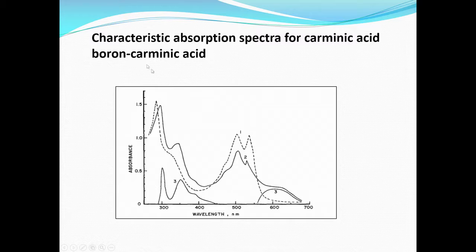That is the beauty. So, this is the characteristic absorption spectra for carminic acid, boron and boron carminic acid complex. So, the number 1 is the boron carminic acid, and number 2 is the sample. So, 3 is another sample. So, like that, different samples. 585 nanometer is somewhere here.